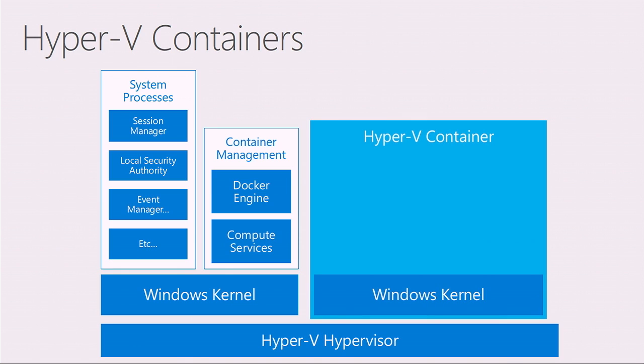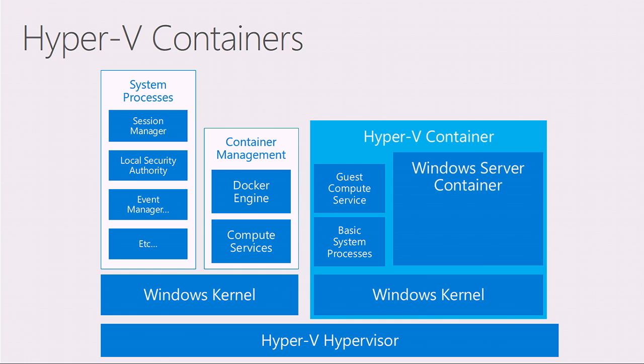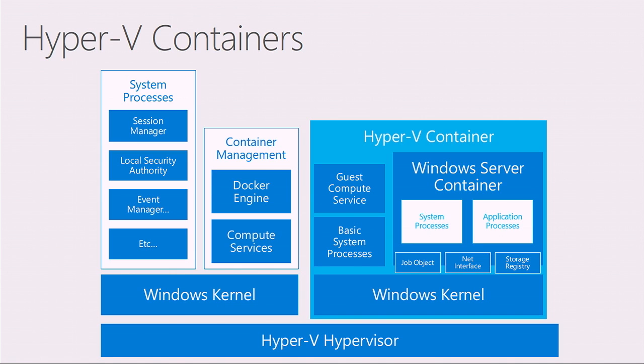Inside of that, it's a virtual machine. It's got its own kernel. So it's got its own Windows kernel. We've got a basic set of system processes. We've got a new service we call the guest compute service. The guest compute service is the thing that understands I'm in a Hyper-V container, and its job is to actually start a Windows Server container inside. It's the same Windows Server container we talked about before. It's got a job object and a network interface and some storage and registry, all of the same things we talked about with a Windows Server container. It has a set of system processes inside, and it has application processes inside of it.